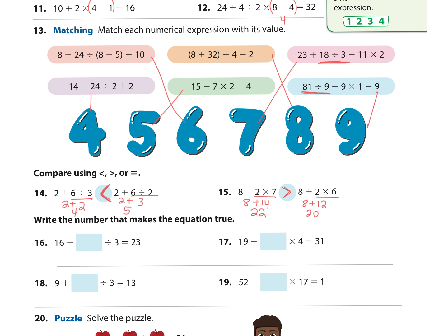So 16 plus something divided by 3 has to equal 23. I know my final answer's got to be 23. I know I have to divide first. And whatever that answer is, if I add it to 16, it's going to give me 23. So what can I add to 16 to equal 23? 7. Okay, so whatever I put here, this answer together has to equal 7 because I know that 16 plus 7 is 23. So what can I start with and divide by 3 that equals 7? 21, and that's my answer.